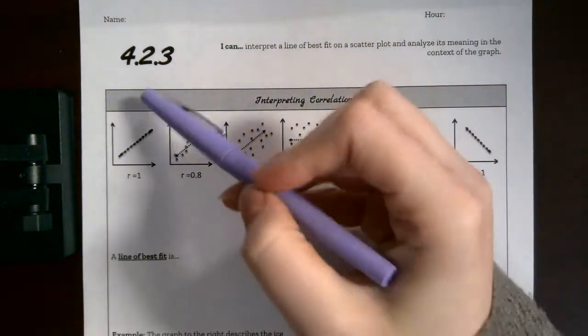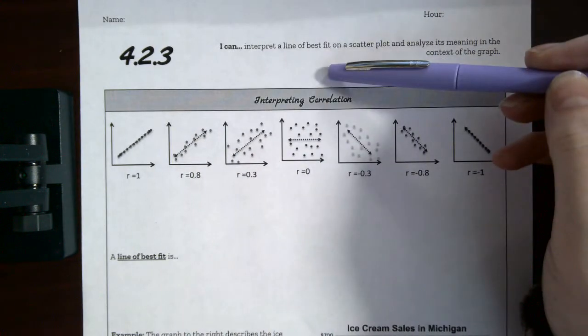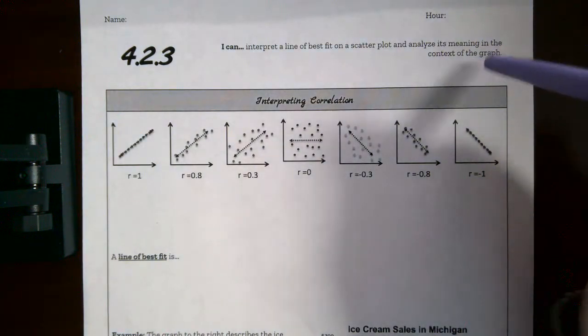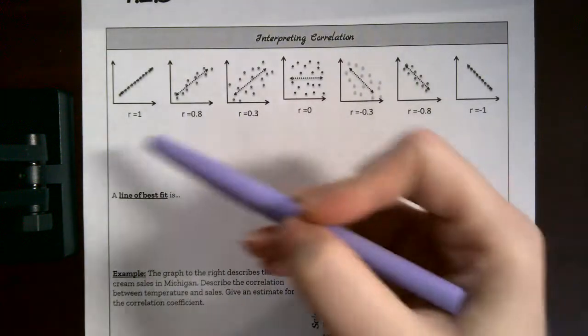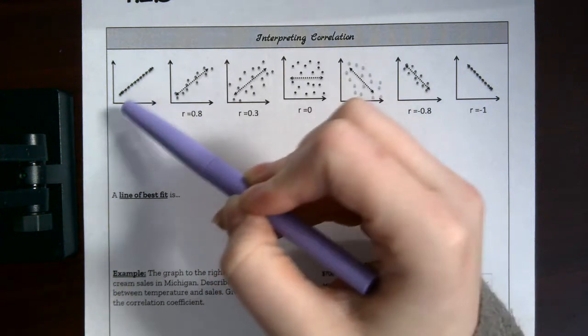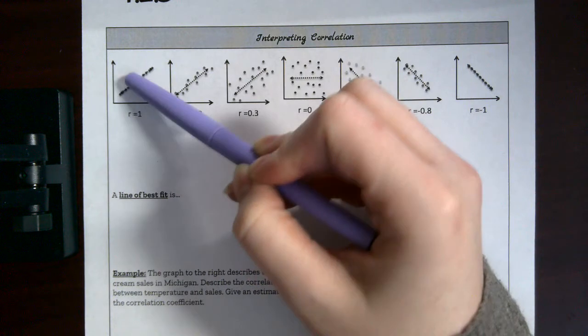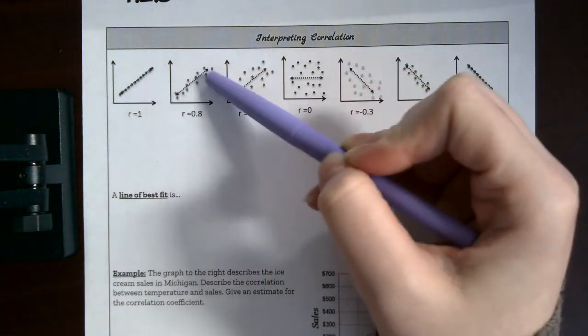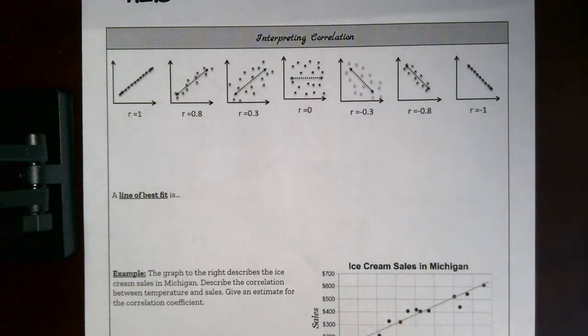In this video, we're going to go through learning target 423, which is to interpret a line of best fit that's on a scatter plot and analyze the meaning. So scatter plots are used to relate sets of data. And so we have our independent variable on the x-axis and our dependent on the y. And then a scatter plot is essentially a bunch of dots. And you can see some examples here of different scatter plots.